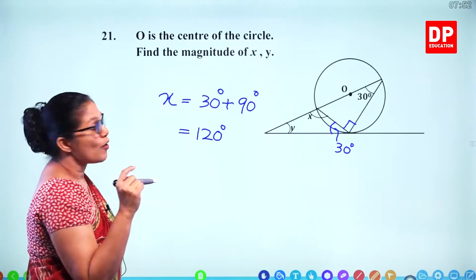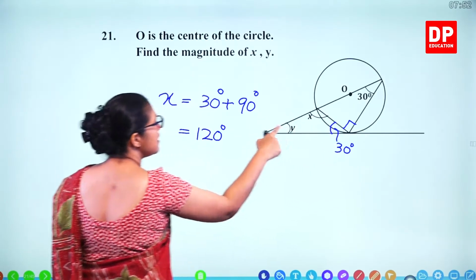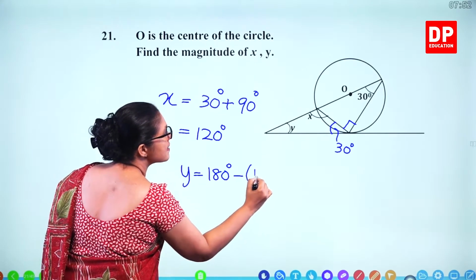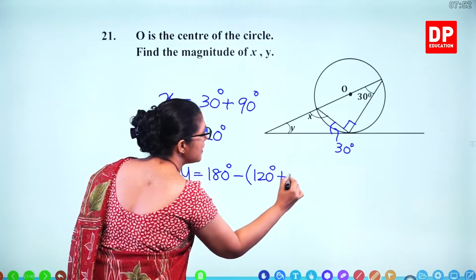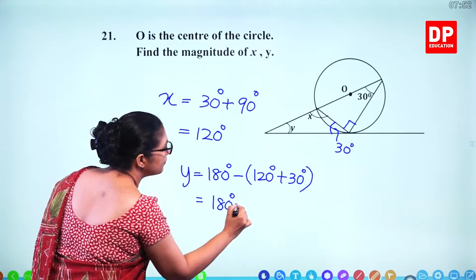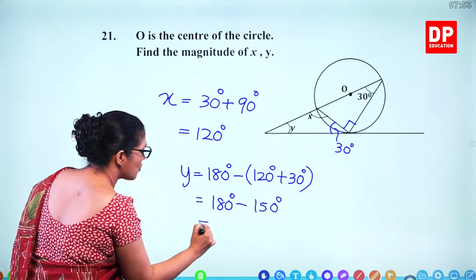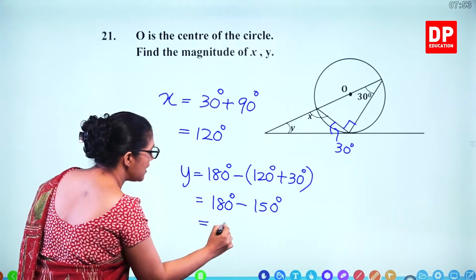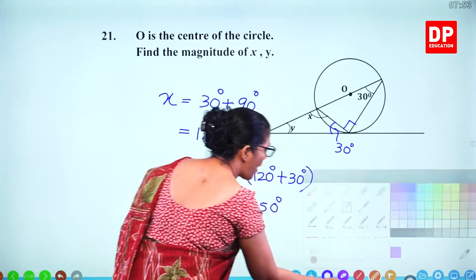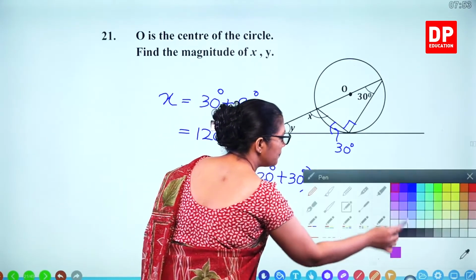Now we can find out the y value. This is 120, this is 30. So what is y? 180 minus (120 plus 30). So you get 150 there. So 180 minus 150, 30 degrees. So you get 2 marks, 1 mark for x value and 1 mark for y value.